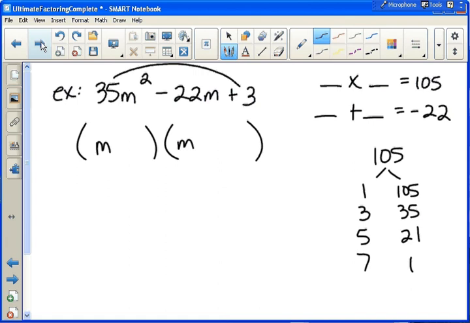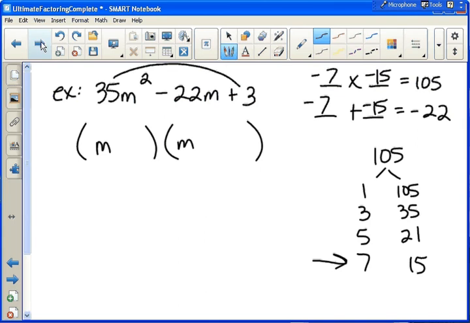I had used my calculator earlier on this one, so for bigger numbers, if you have access to a calculator, please feel free to use that to kind of guess and check on what the terms would be that multiply up to it. So the only pair of those that will give me 22 when I add or subtract would be 7 and 15. So I need a negative 7 and a negative 15 to add up to a negative 22, and negative 7 times negative 15 multiplies to be a positive 105. So minus 7 and minus 15.